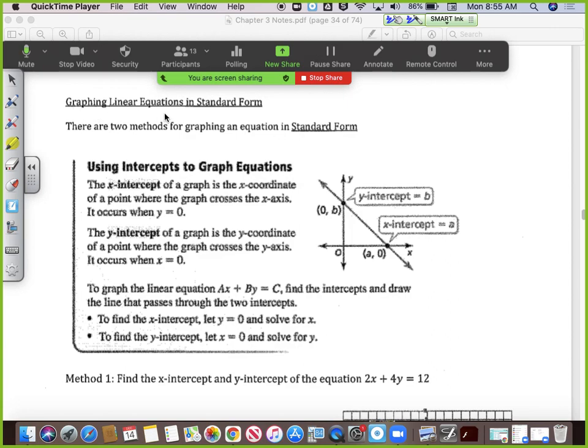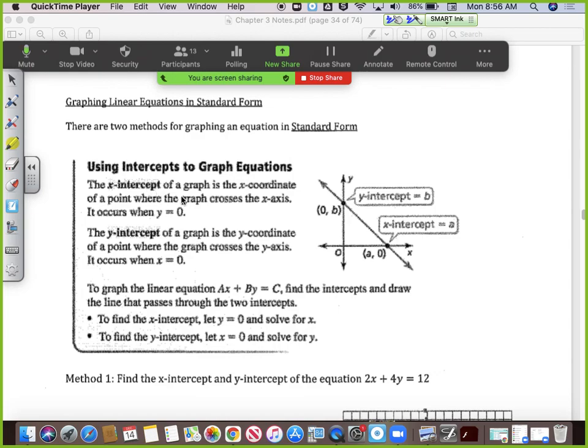So, graphing linear equations in standard form. There are 2 methods for graphing an equation in standard form. One method is using intercepts. Every single linear line, which is a straight line, crosses the x and y axis at some point. Well, not every single one, but most of them do cross the y and x axis at a certain point.